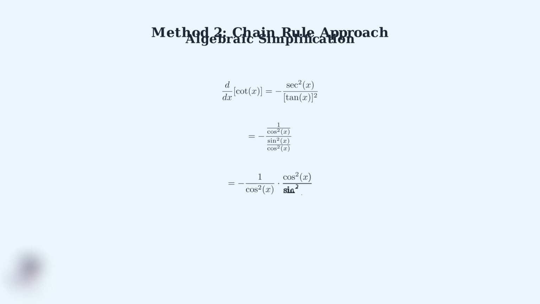We can rewrite this complex fraction as a multiplication. Dividing by a fraction is the same as multiplying by its reciprocal. The cosine squared terms cancel out, leaving us with negative 1 over sine squared. Finally, we recognize that 1 over sine squared equals cosecant squared. Therefore, our result is negative cosecant squared of x. This confirms our result from the quotient rule method.